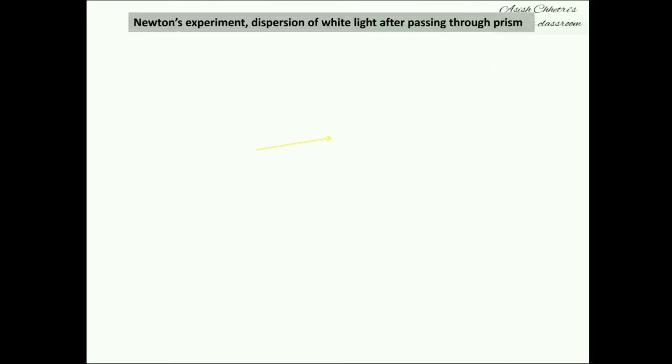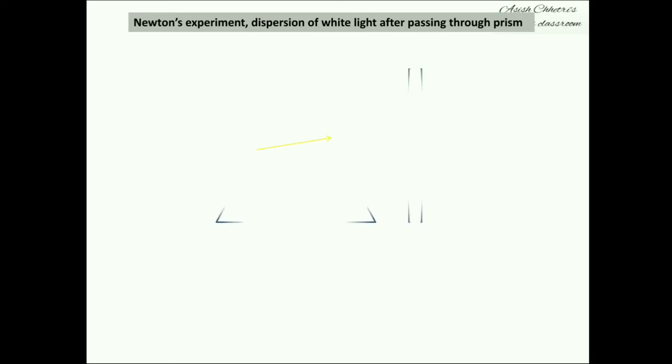This is also called Newton's experiment. Here we will learn the dispersion of white light. Right now I am using the term white light. White light does not necessarily mean it is white in color. White light means any ordinary light without any color. Actually it is colorless, but in physics we say it is a white light.